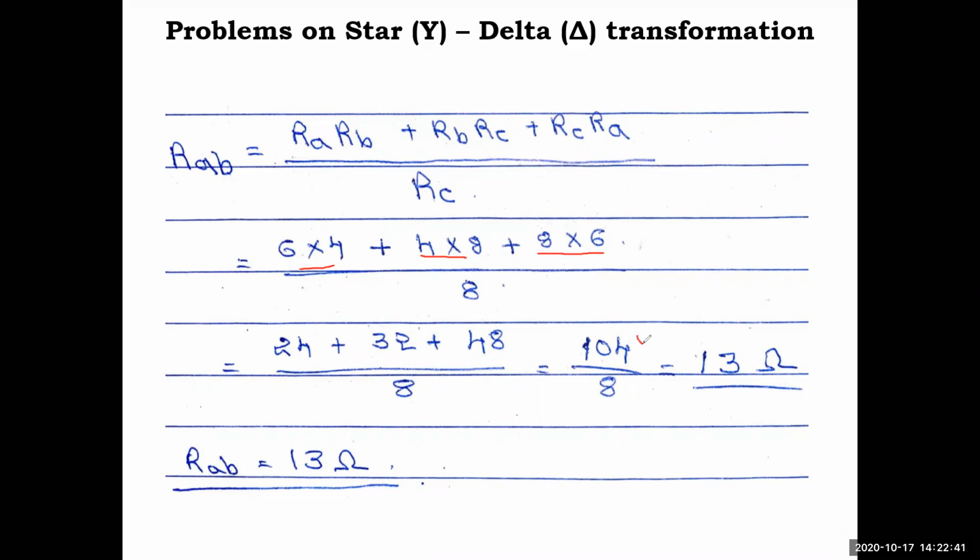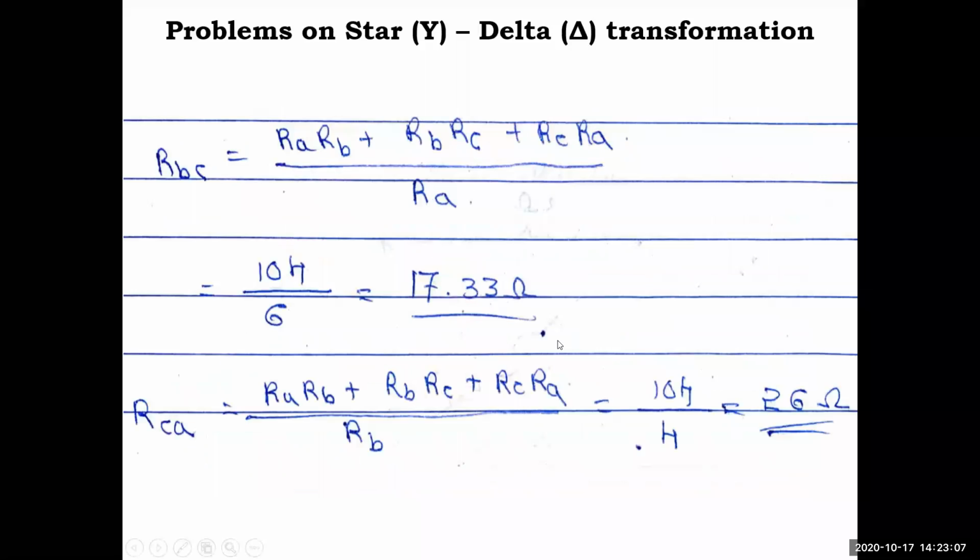You can do the product like that also. Then for each resistance, RAB, which is the opposite resistance there? 8 in the network, so that's why you divide by 8. You got the resistance between A and B as 13 ohm. Similarly you find RBC and RCA. You already have the product 104, so no need to do the computation again. Just take 104 and divide it by the respective opposite Y resistor to get RBC.